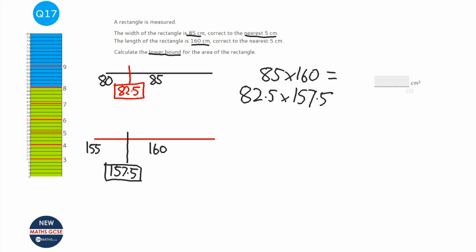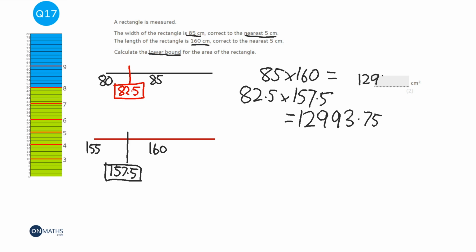And that would give the lowest possible area. So if I get my calculator out, 82.5 times 157.5, and that gives me 12993.75. And it doesn't ask me to round it, so I'm just going to write down the exact number.